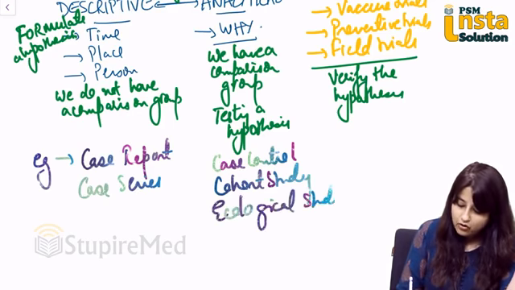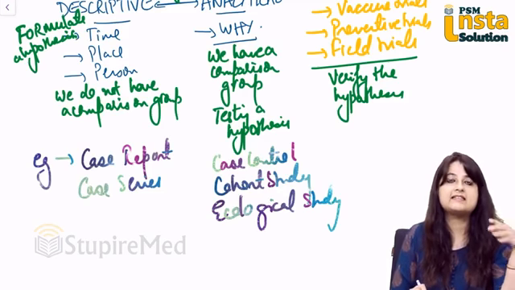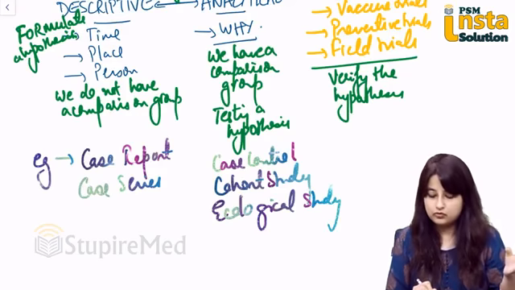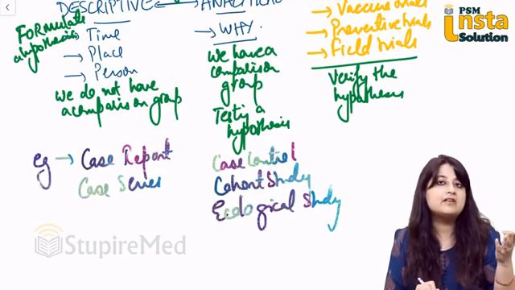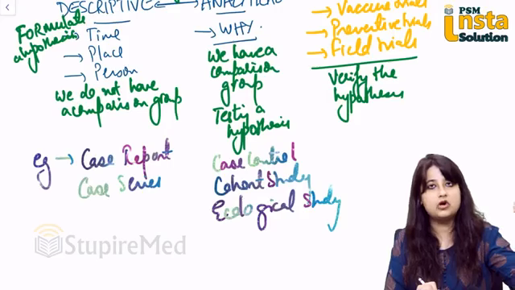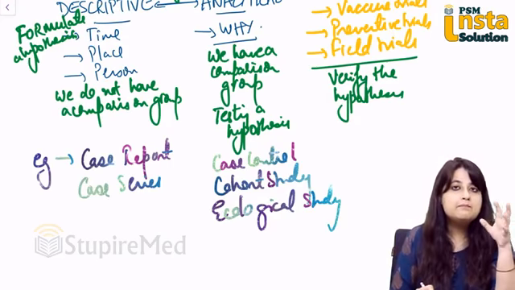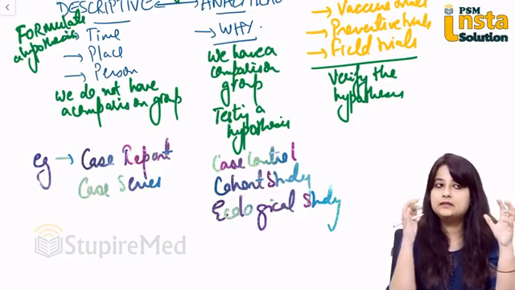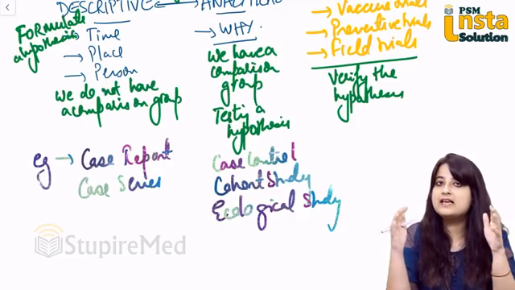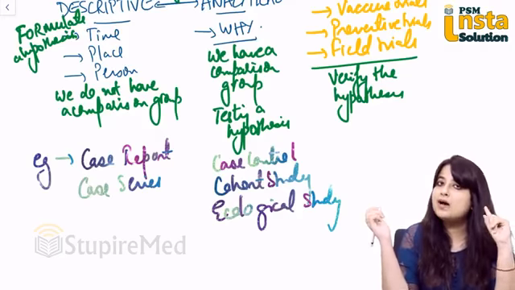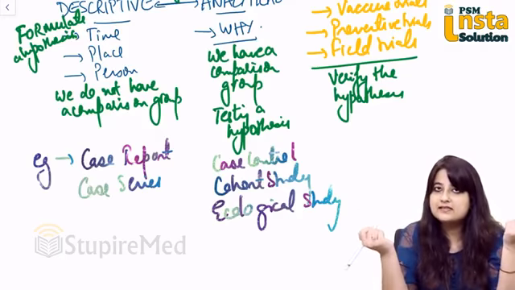So these are all analytical study designs. In case control also we have a comparison group, cases and controls. In cohort also we have a comparison group, exposed and non-exposed. Similarly in ecological study designs, you are comparing, say, the dietary consumption and development of breast cancer among countries.